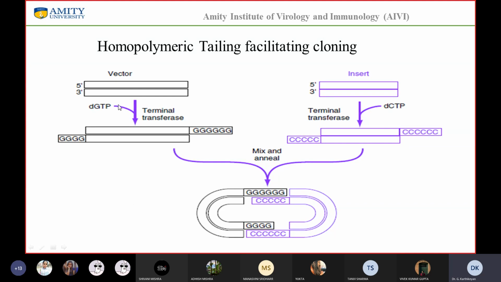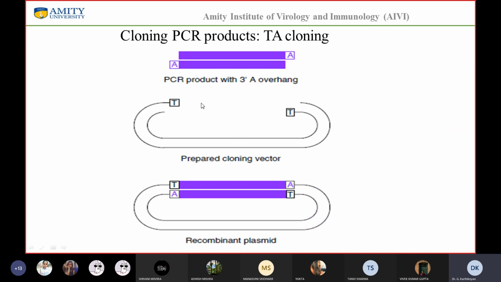Instead of dGTP, you will be adding dTTP, right? So you have only T. You have thymidine, and it has a single T. You can have multiple T's. There are ways by which you can generate this very simply by using certain restriction enzymes. You could use terminal transferases. You can use certain nucleases, but you have to optimize it so that it will generate one single T.